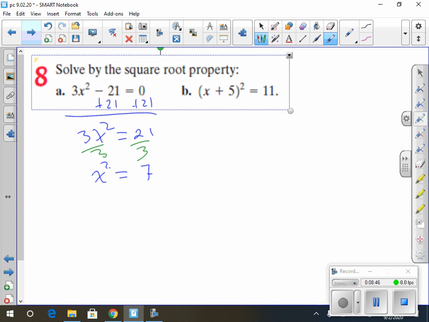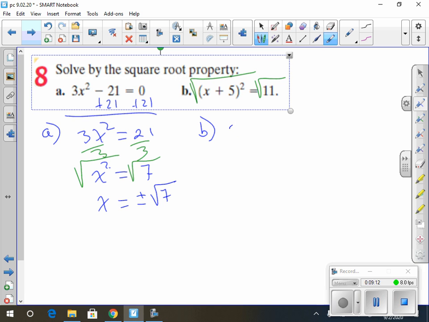Now I can go ahead and take the square root of both sides. The square root of x squared is x. When you take the square root, you've got to consider both plus or minus the square root of 7. That's not a perfect square, so it stays as is. That was part A.